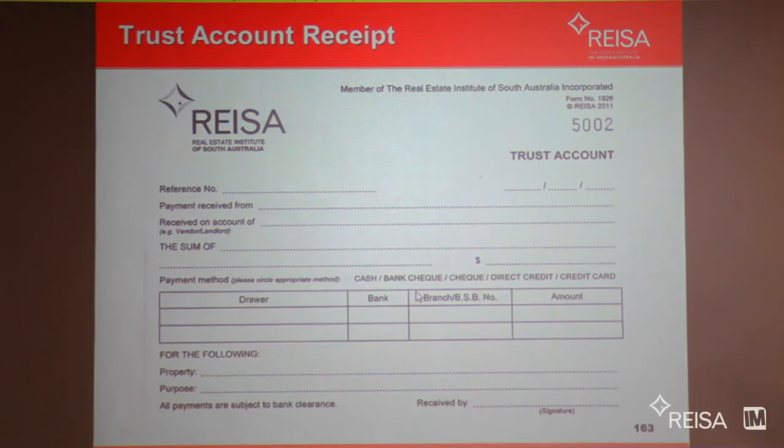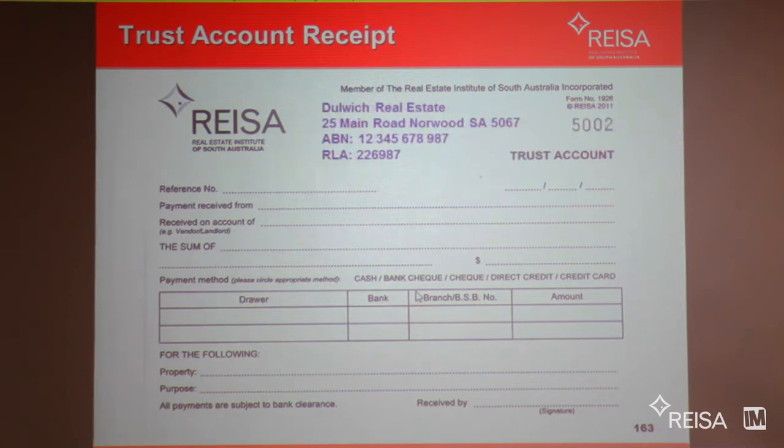All right, now we're going to be discussing the trust account receipt. This is one of the more tricky forms to fill out, but one of the most vital. It's very controlled by legislation, including the Residential Tenancies Act and the Land Agents Regulations. So it's critical that you get it right. So let's go through all the things that must be on a trust account receipt.